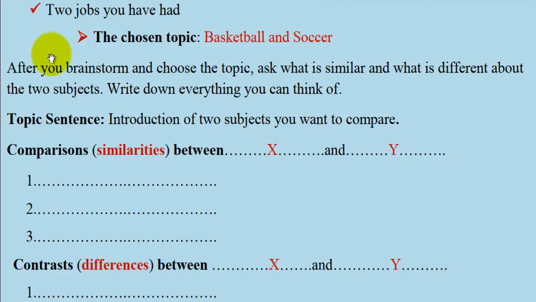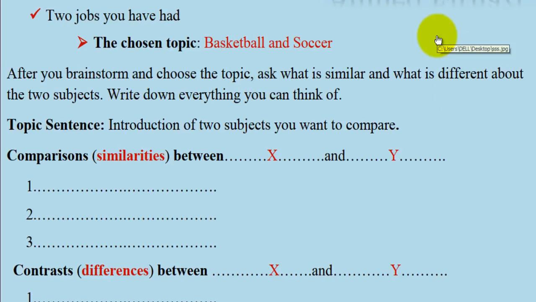دابا نشوف كي غندير ليها انا الخدمه بتتبع نفس المنهجيه. After you brainstorm and choose the topic فاش تقلب دير brainstorming تاع الافكار وتختار التوبيك ديالك. Ask what is similar and what's different about the two subjects. دابا اختاريت انا basketball and soccer. غادي نشوف شنو هما similarities شنو هما differences. Write down everything you can think of. في هذه المرحلة تاع البرينستورمينغ كتب أي حاجة في بالك من بعد تبدأ تختار الأفكار المزيانة.